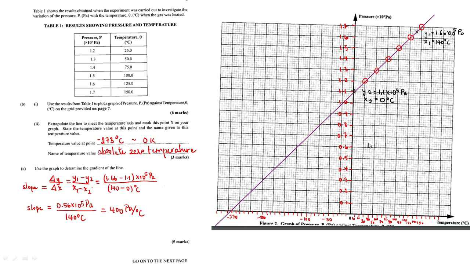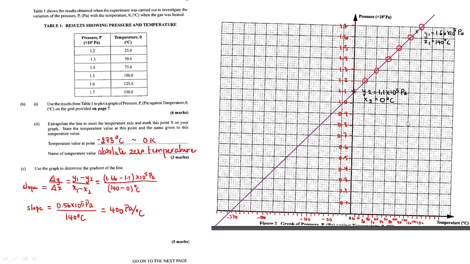So in plotting, I plotted 20, 25. So you have 10, 20, 25. So when the temperature was 25 degrees Celsius, it was 1.2. And when it was 50 degrees Celsius, it was 1.3. At 75, we look through here, we see that this is 70, 75, 80. At 75, it was 1.4. And then down here, at 100, it was 1.5.